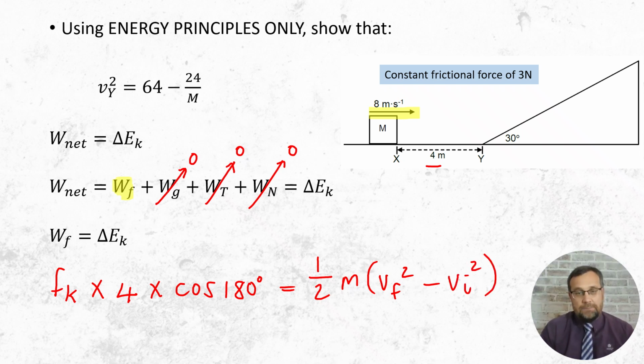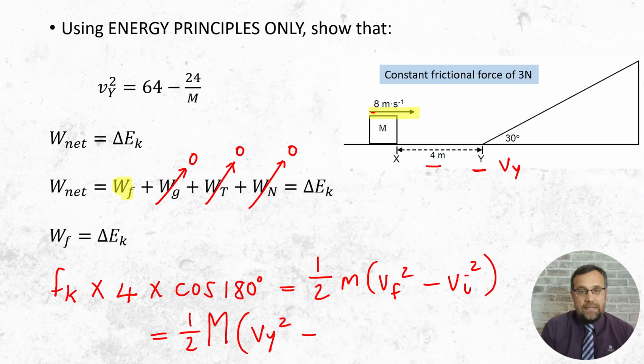Now let's just substitute our values for this last portion. That is equal to half. What is the mass? That's capital letter M times. What is the final velocity? We were told that the velocity there is Vy. So that will be Vy squared minus the initial velocity, and that is 8 meters per second. That will be 8 squared.